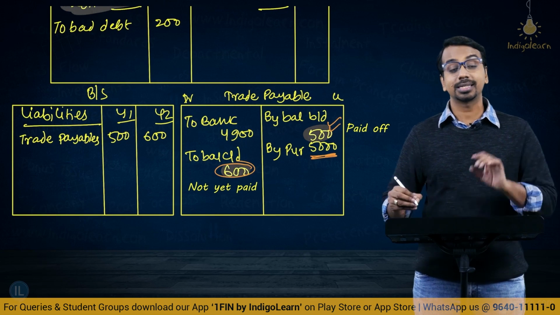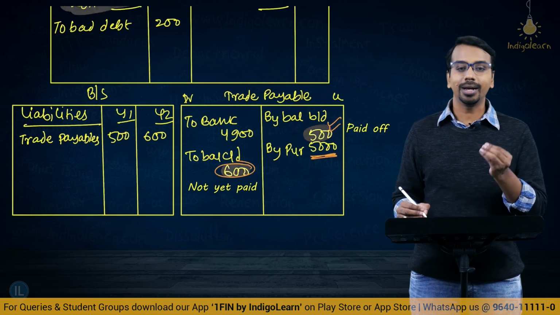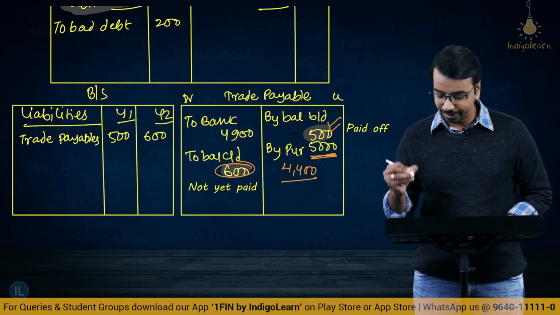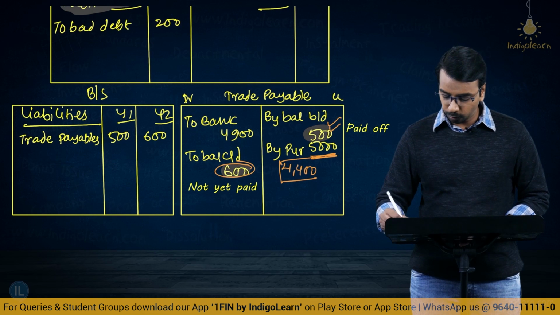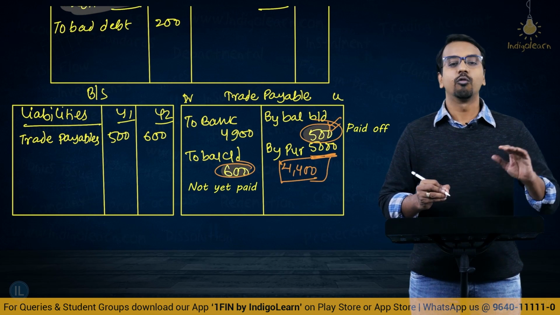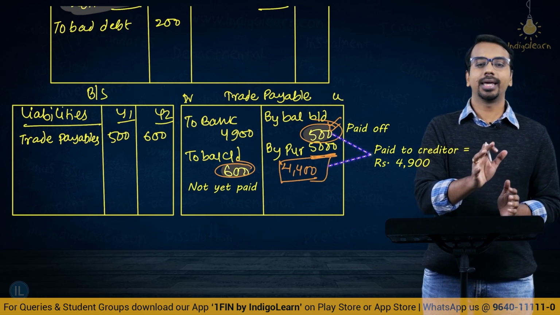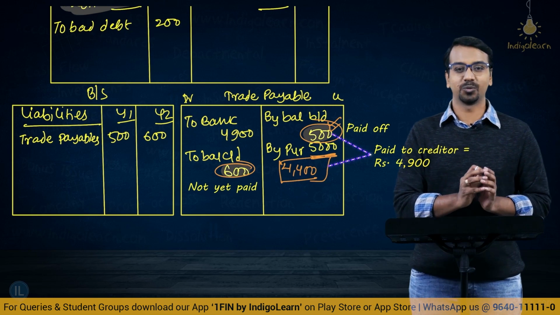Out of the purchases of 5000, I have not yet paid 600, which means I paid 4400. That means 4400 plus 500, 4900 is what I have paid to the creditors. Same way you can do an analysis of the debtor account as well, right?